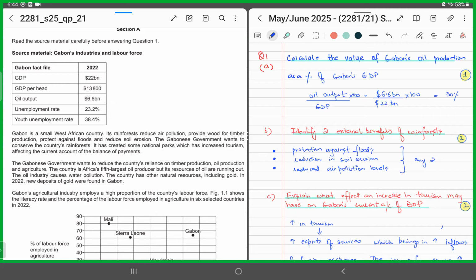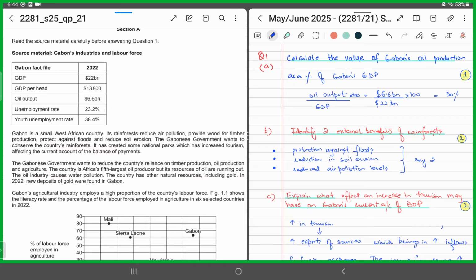Gabon is actually a small West African country and its rainforests contribute in reducing air pollution and they provide wood for timber production, protect against floods and reduce soil erosion. So these are the external benefits which Gabon's rainforests are providing. The positive externalities you can also define in other terms.